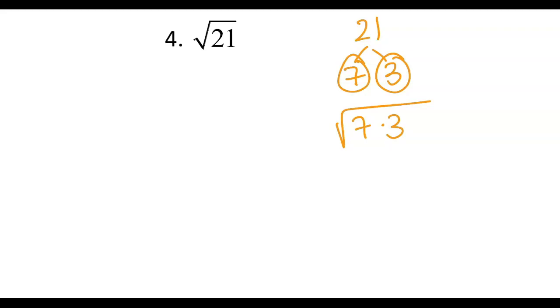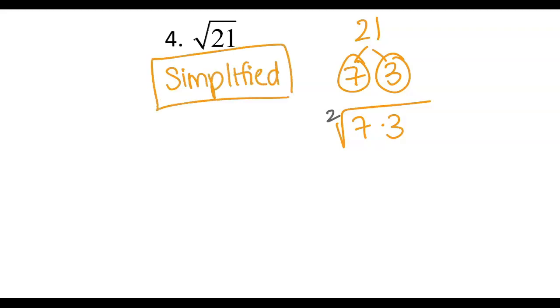Okay, well let me think. I need to look at my index here. My index on my radical is a 2. Okay, well let's look at this. In order to group both of these together, they need to be the same. Are both of those numbers the same? They're not. Since both of those numbers are not the same, that means that the square root of 21 can't be simplified. It already is. So I'm just going to put simplified.